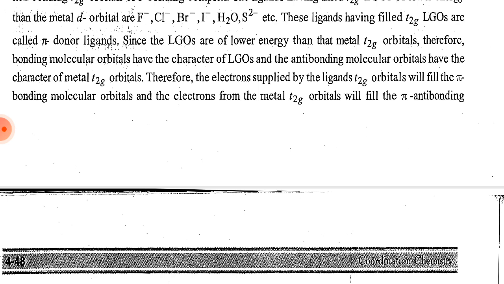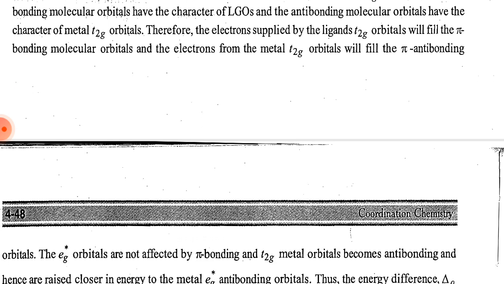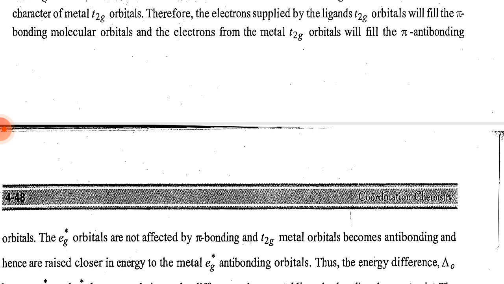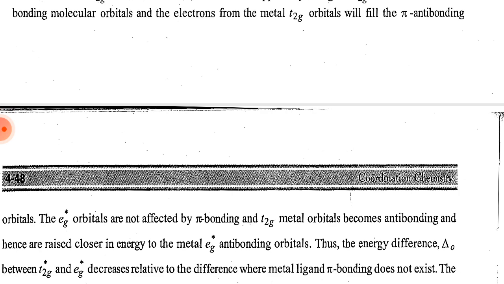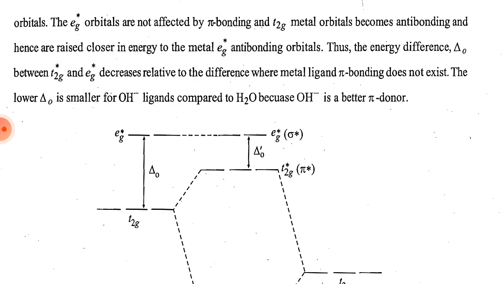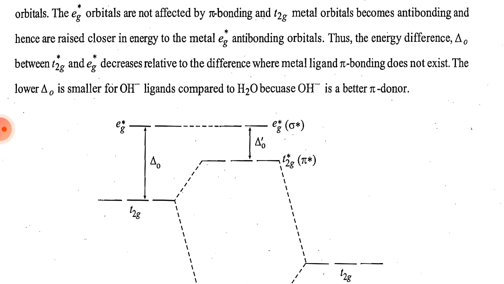Since the ligand group orbitals are of lower energy than the metal t2g orbitals, the bonding molecular orbitals have the character of the ligand group orbitals and the antibonding molecular orbitals have the character of the metal t2g orbitals. Therefore, the electrons supplied by the ligand t2g orbitals will fill the pi bonding molecular orbitals, and the electrons from the metal t2g orbitals will fill the pi antibonding orbitals. The eg star orbitals are not affected by pi bonding, and the t2g metal orbitals become antibonding and hence are raised closer in energy to the metal eg star. The energy difference delta zero between the t2g star and eg star is reduced relative to the sigma-only case.